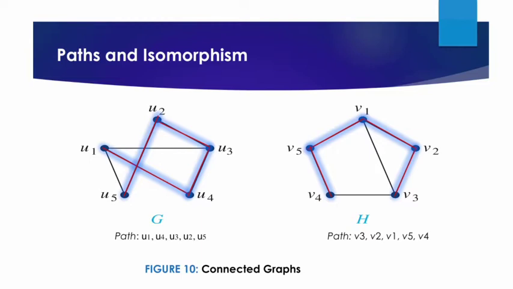By following these paths through the graphs, we define the mapping of the function f, where f of u1 equals v3, f of u4 equals v2, f of u3 equals v1, f of u2 equals v5, and f of u5 equals v4. So G and H are isomorphic, either by showing that the function f preserves edges, or by showing that, with the appropriate ordering of vertices, the adjacency matrices of G and H are the same.